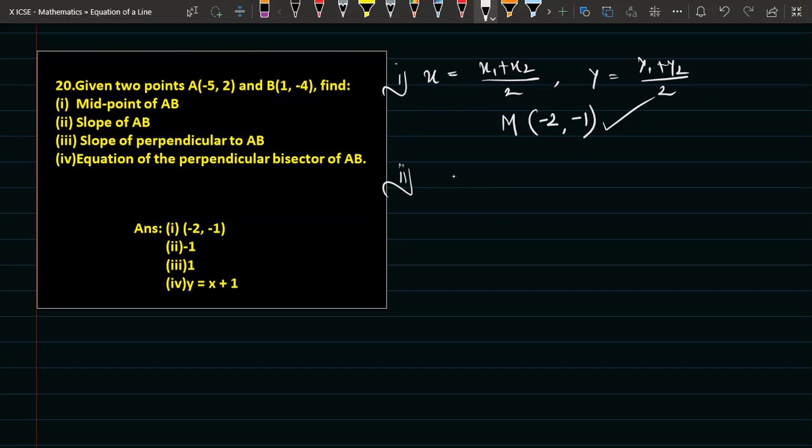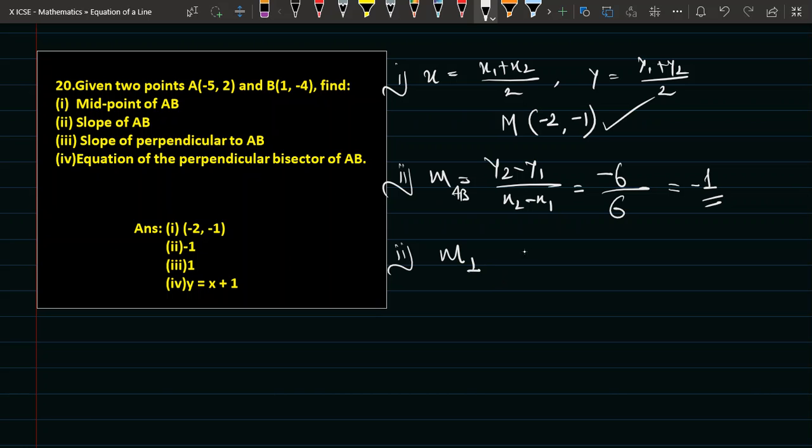Slope of AB. So that was the first one. The second is the slope. There is a formula for slope from two points: y2 minus y1 upon x2 minus x1. y2 is minus 4, y1 is 2. Minus 4 minus 2, minus 6 upon x2 minus x1. 1 minus minus 5, that is 1 plus 5, that is 6. So slope will be minus 1. Slope of perpendicular to AB. This is the slope of AB.